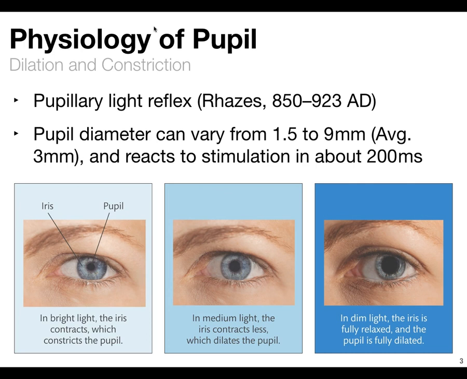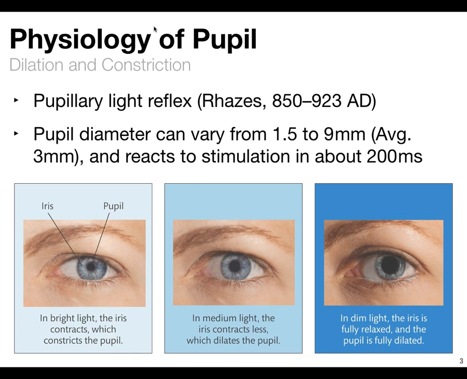Now we've already talked about the pupillary response in terms of this light response. So obviously, this idea that the pupil changes size as a function of the light that falls upon it is not new. In fact, you can go back to Razes in 1850 to 923 AD, who first described, in a methodical way, the pupillary light reflex.